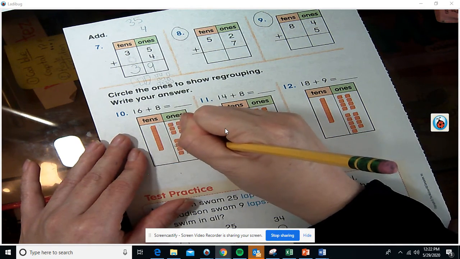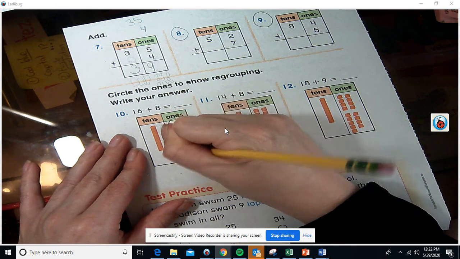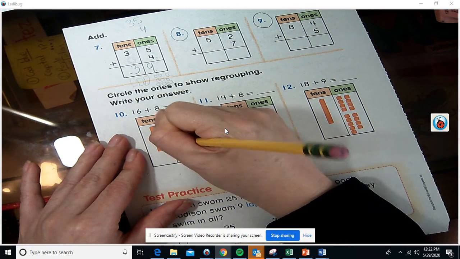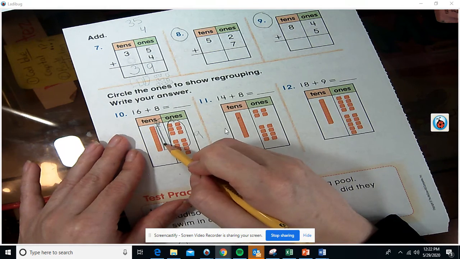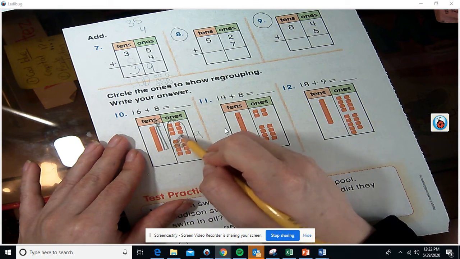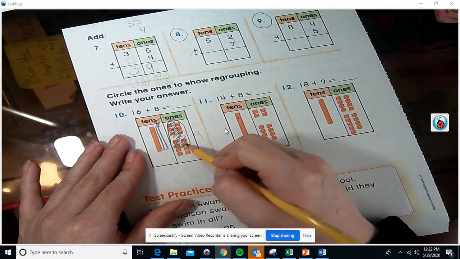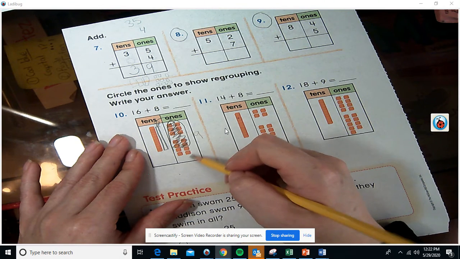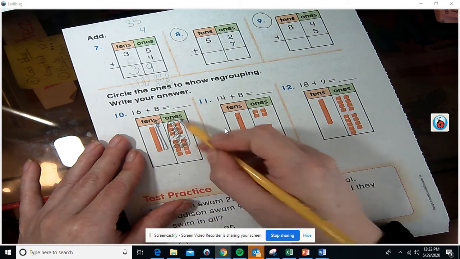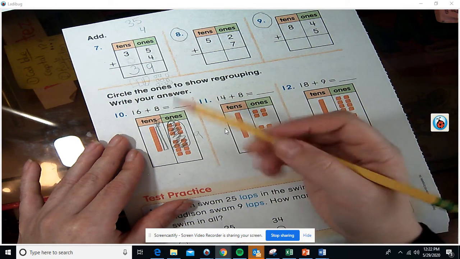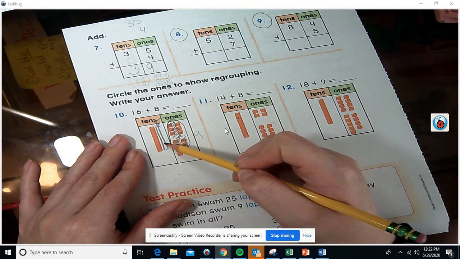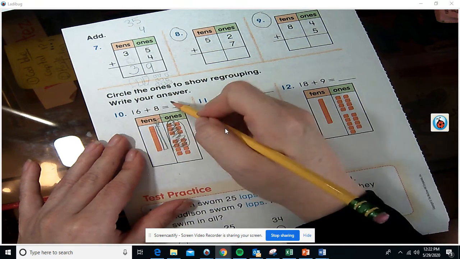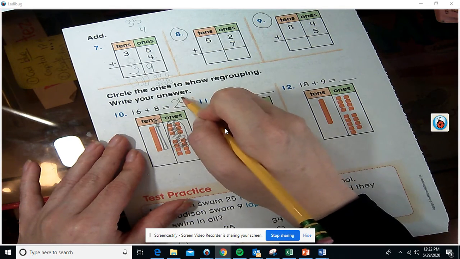Now, since it's a group of 10, I need to move it over to the 10 side. So really, this is the same as this. So I can cross this out because I moved it. And I'm left with 4 little ones left over. Those stay there because I don't have enough to make another group of 10. So they have to stay on the one side. So now I can count 10, 20, 21, 22, 23, 24. So my answer is 24.